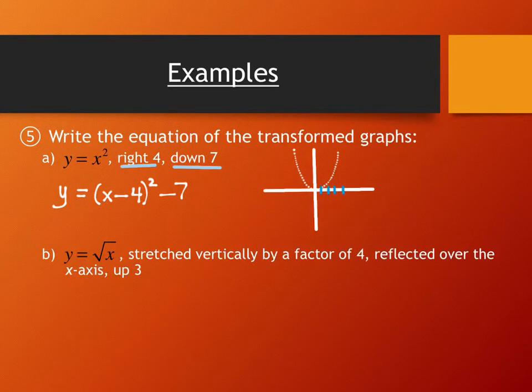1, 2, 3, 4. And I'll move down 7. 1, 2, 3, 4, 5, 6, 7. And then that location, which was originally over here, is now shifted to over here. The graph is still opening up. I don't have any reflections or stretches going on. So this is my first point.